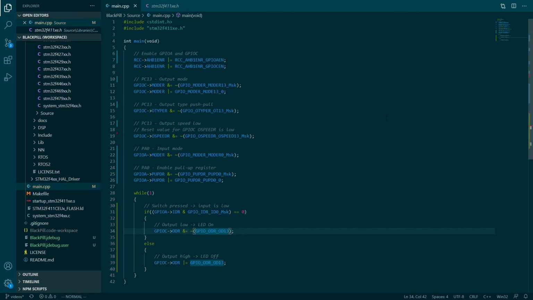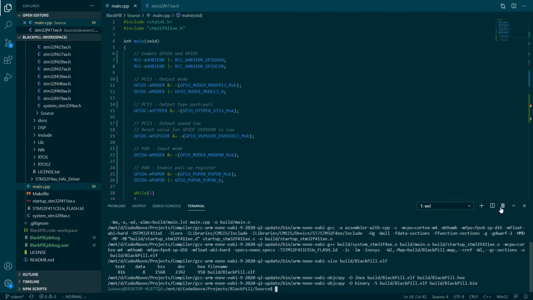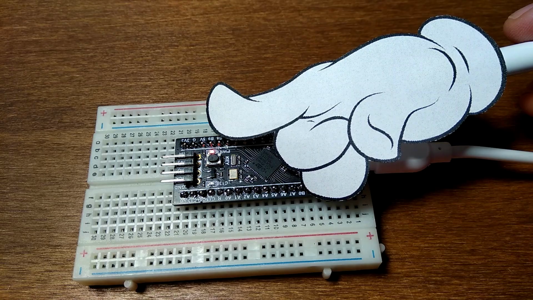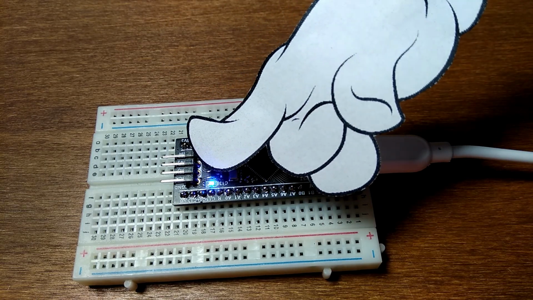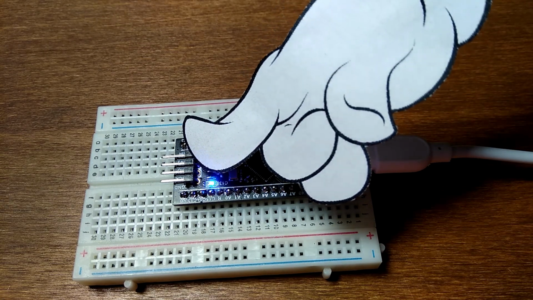Let's build the application and run it on our board. Perfect! Everything is working as expected, and now we have control over both digital inputs and outputs.